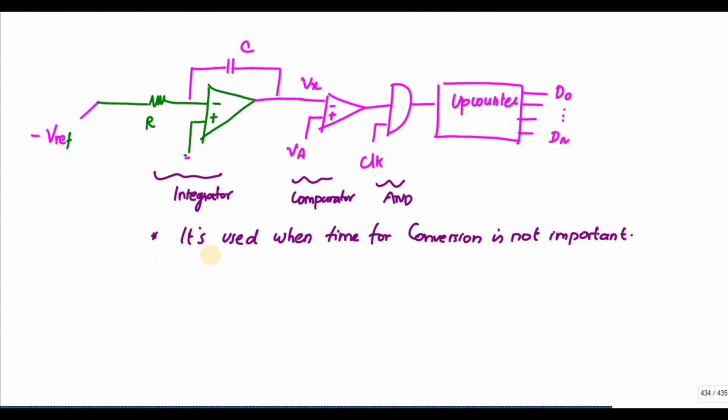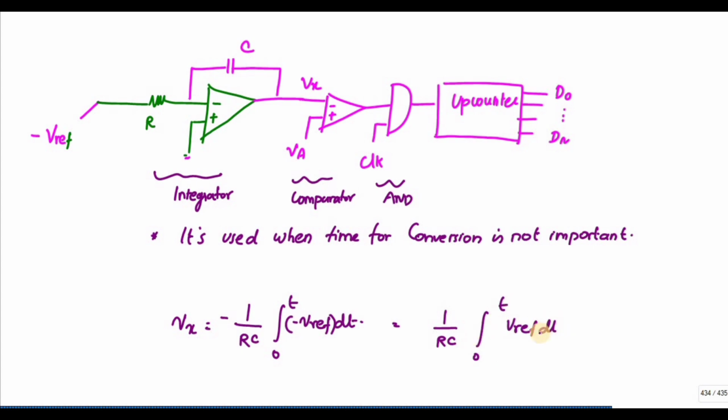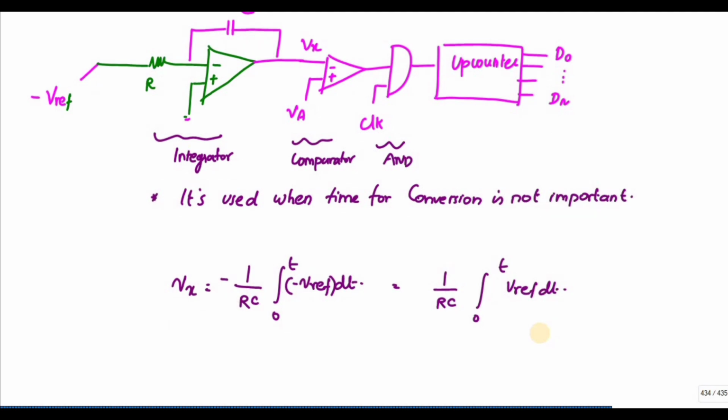If you see, Vx is my output of the integrator. You know the formula for the integrator. Vx is equal to 1 divided by RC, integration of 0 to t of V reference dt. So this is my formula. Since I have a minus and minus here, these two get cancelled out. So you will get 1 divided by RC integration of 0 to t of V reference dt. This is my Vx.